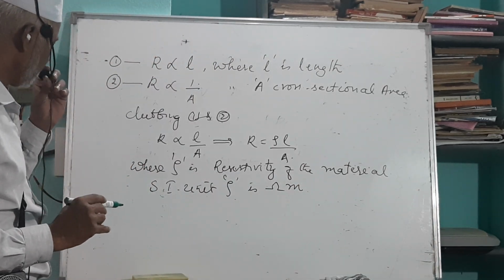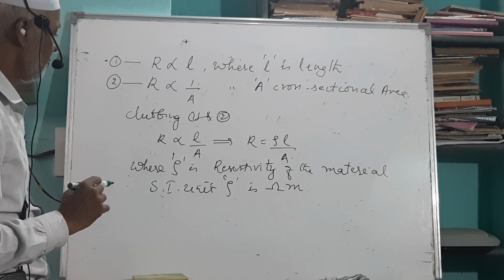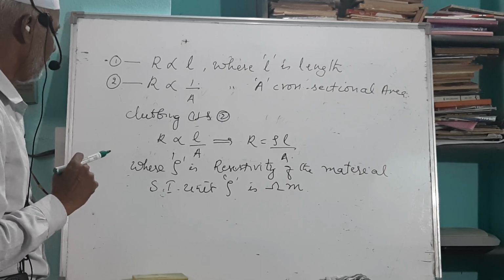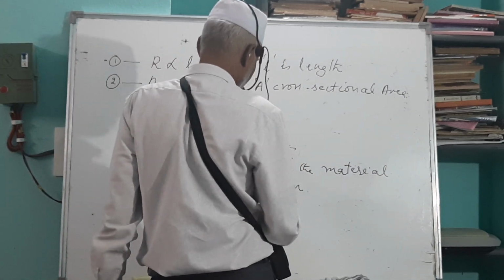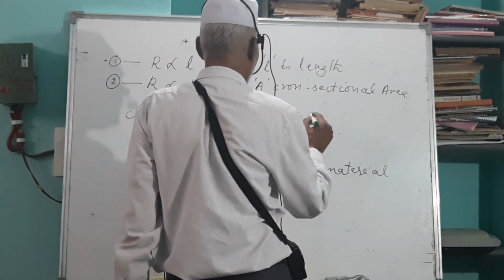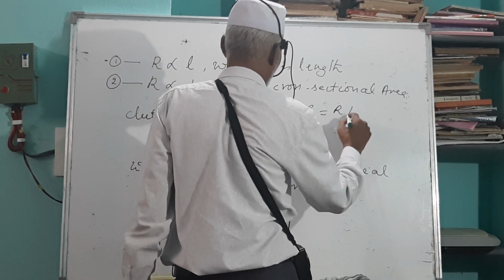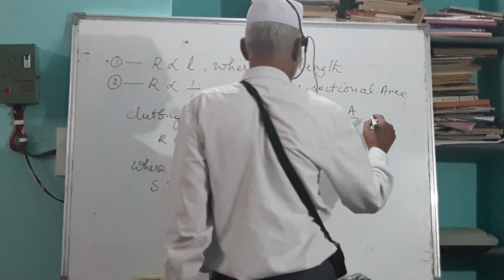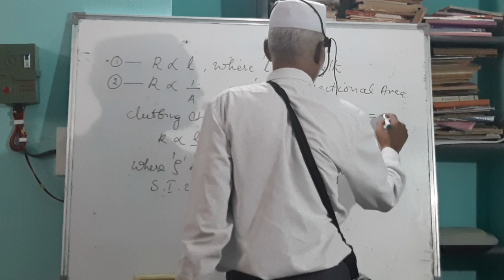So the question: the majority of the students will make mistakes while writing the unit of resistivity. In order to write the unit of resistivity, you have to consider this expression: rho is equal to RA upon L. So you know that the unit of resistance is ohm.